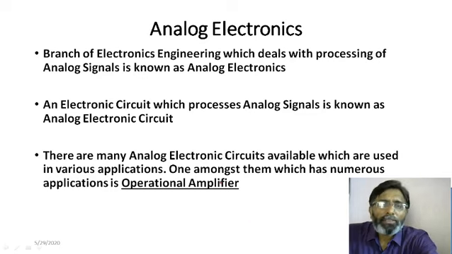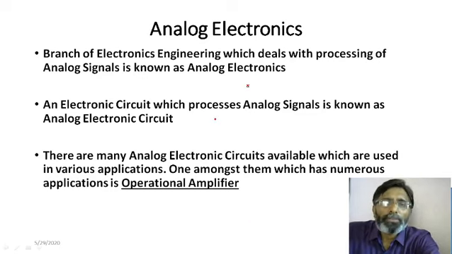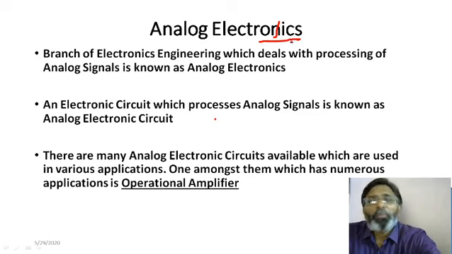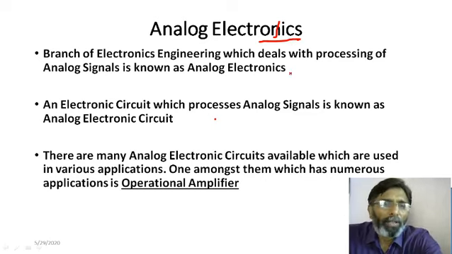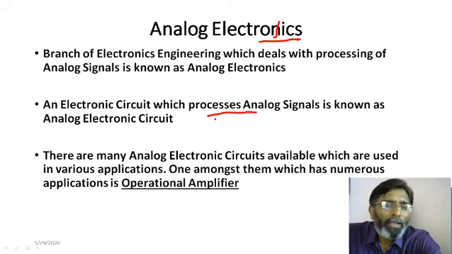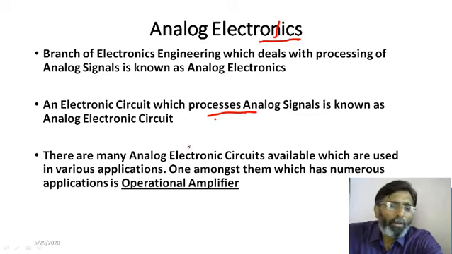Now, next we will see what analog electronics is. Analog electronics is the branch of electronics engineering which deals with the processing of analog signals. Then what is an analog electronic circuit? An electronic circuit which processes analog signals is known as an analog electronic circuit. So, an electronic circuit which takes an analog signal as an input and gives an analog signal as an output, we call it an analog electronic circuit.